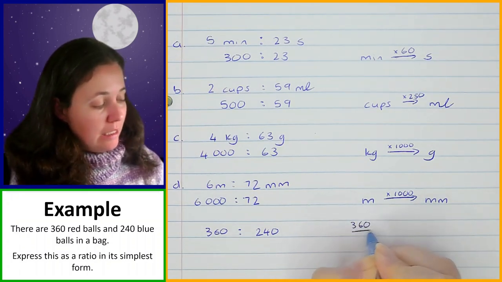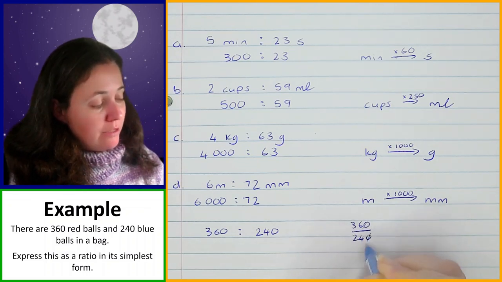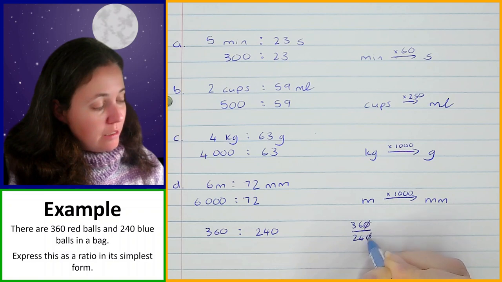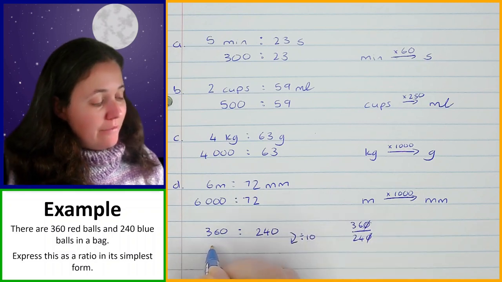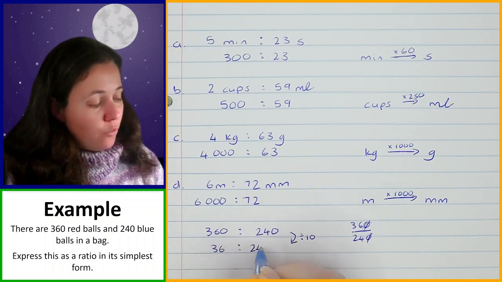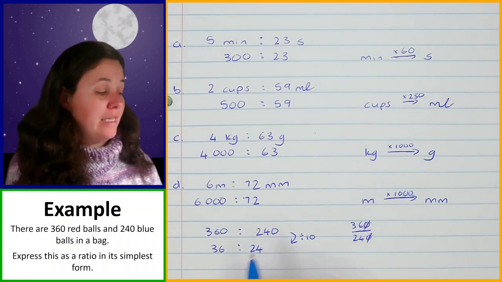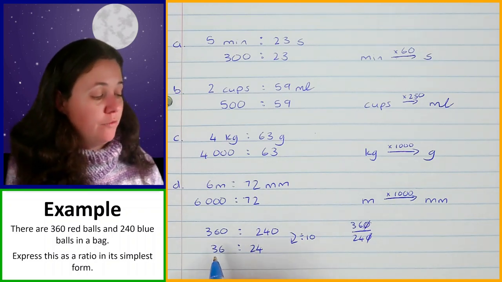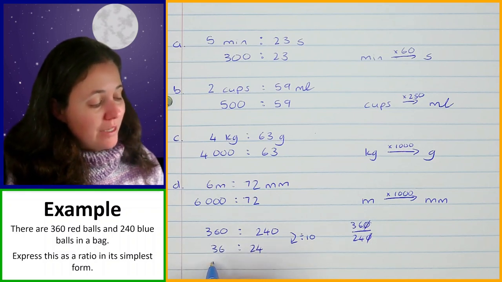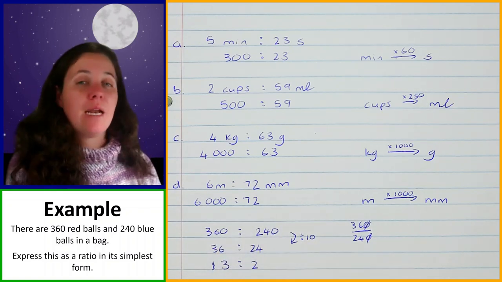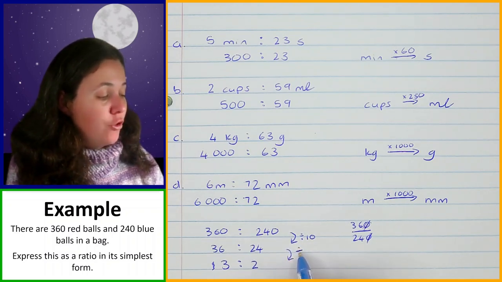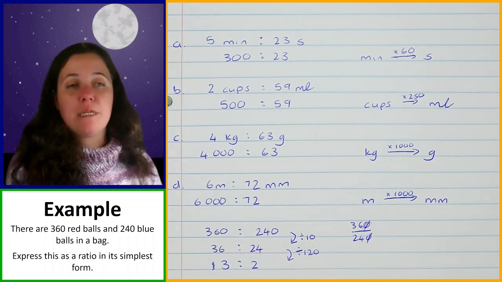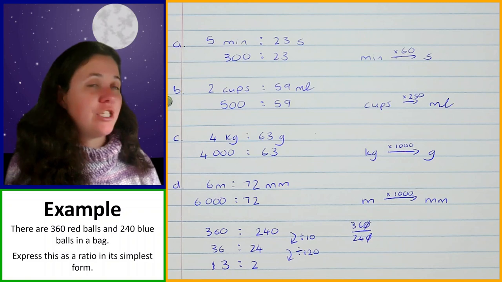The first thing we can do straight away, just like we would do if we had a fraction, 360 over 240, is divide by 10 and cancel out those zeros. We can do the same thing over here. So we can also divide by 10, and that'll give us 36 to 24. Once we've done that, we can also then divide by 12. Both of them are divisible by 12, so I can divide this by 12, and that gives me 3 to 2. I could have straight away, right from the start, divided by the highest common factor, which was 120. But if you don't know what the highest common factor is, you can do it in more than one step like we did over here. Okay, so that is how you're going to simplify your ratio.